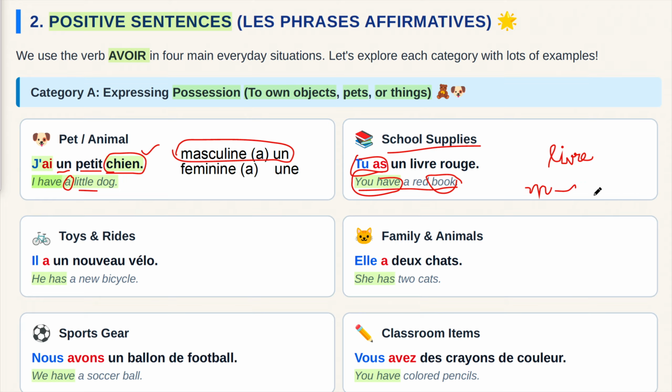Now tell me, if it is masculine, what are we going to use? We are going to use une, or we are going to use un? Give me the answer. Exactly, we are going to use un. So what will the answer become? The answer will become tu as un red book, a red book. Book is livre and red is rouge. Red is rouge. So it becomes tu as un livre rouge. Tu as un livre rouge. You have a red book. Okay.